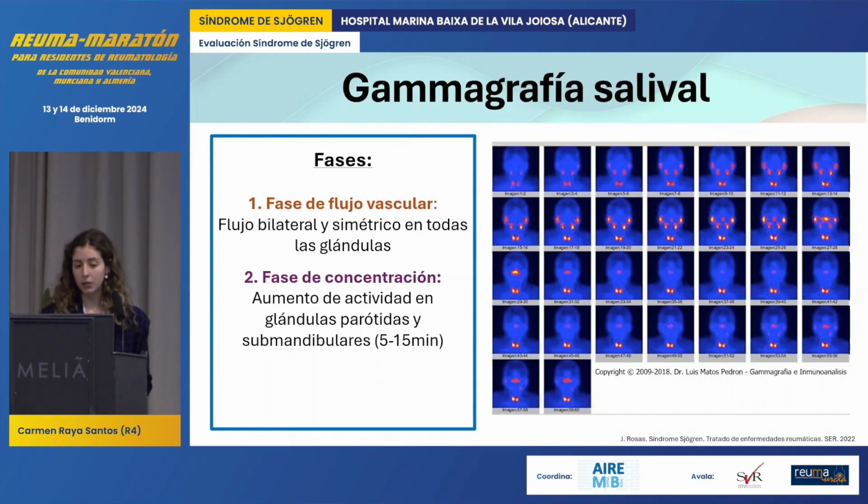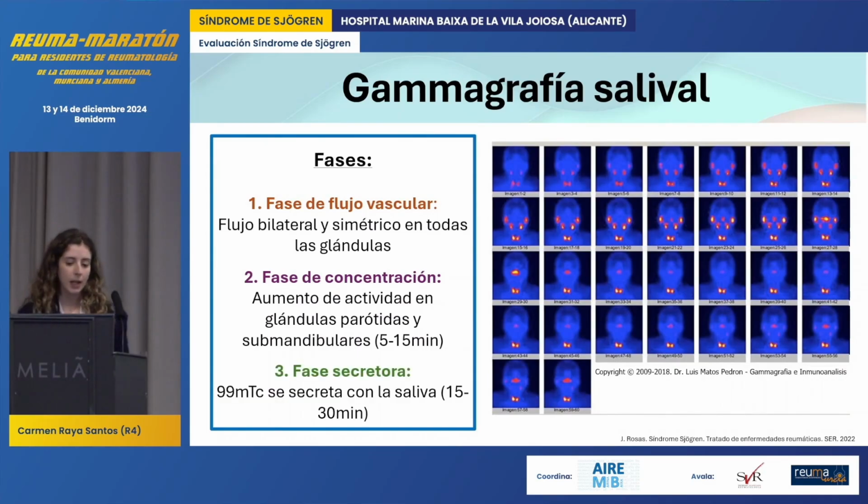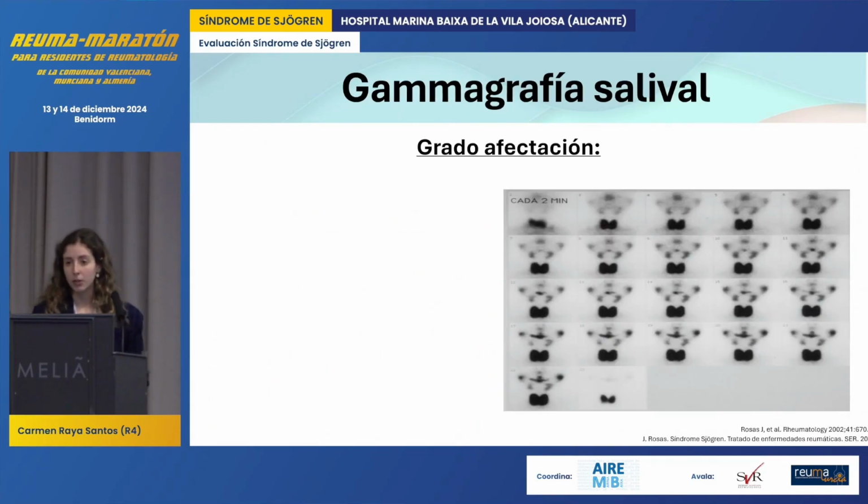The second phase is the concentration phase, where there is increased activity in the parotid and submandibular glands. And the last is the secretory phase. Everything is expelled through the saliva. And there are also degrees of involvement.